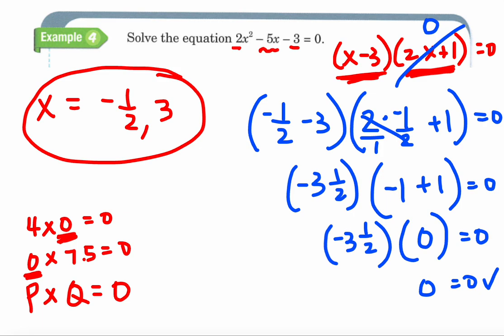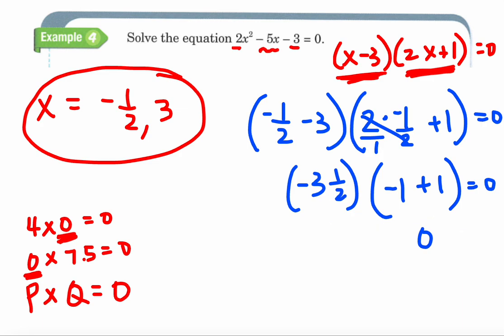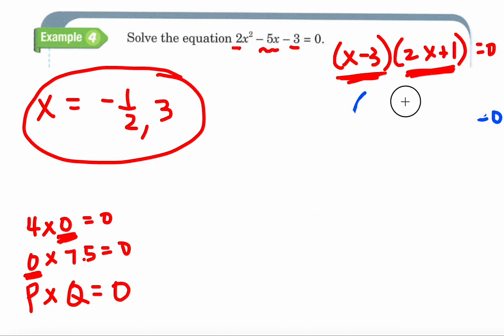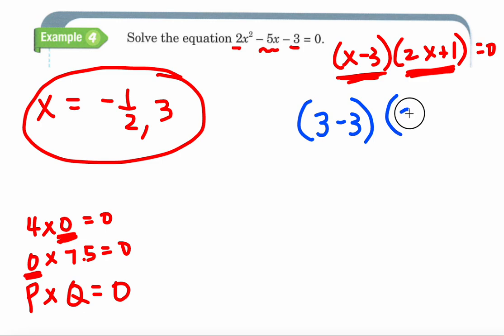Okay, so that's if you plug in x equals negative 1/2. Okay, let's plug in x equals 3 because that's the other root that we found. Now, if x equals 3, we'll have, instead of x minus 3, 3 minus 3 times 2 times 3 plus 1 equals 0.